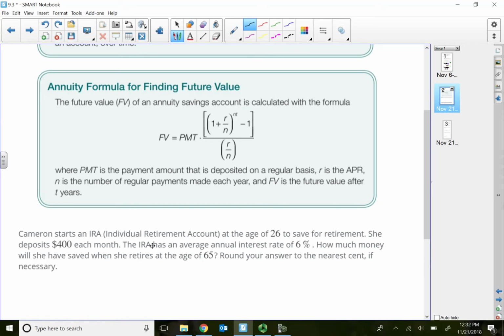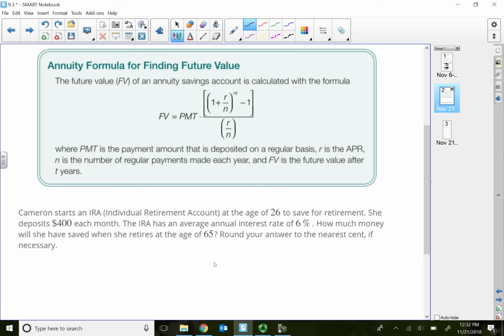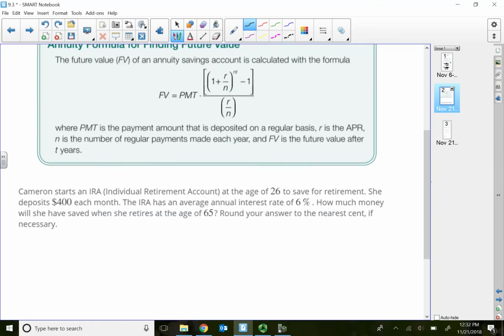So Cameron starts this IRA at the age of 26 to save for retirement. She deposits $400 each month. So she's doing this monthly, so our N is already 12. The IRA has an average annual interest rate of 6%, so that's my R. How much money will she have saved when she retires at the age of 65? So my T, my time, has to be 65 minus 26, which gives me 39 years. So she's thinking about investing for 39 years.